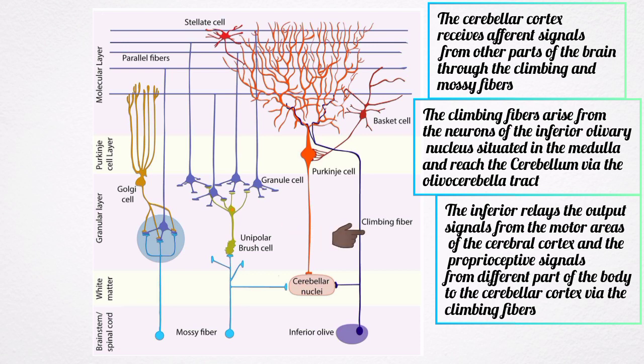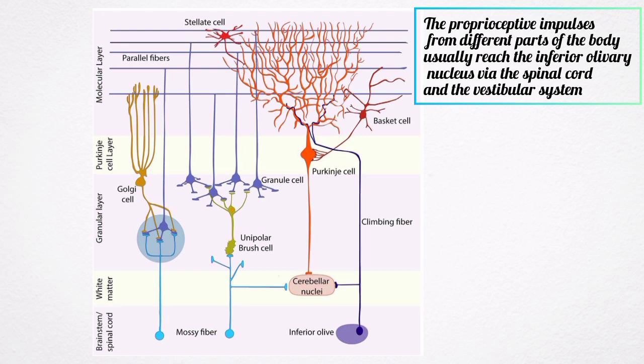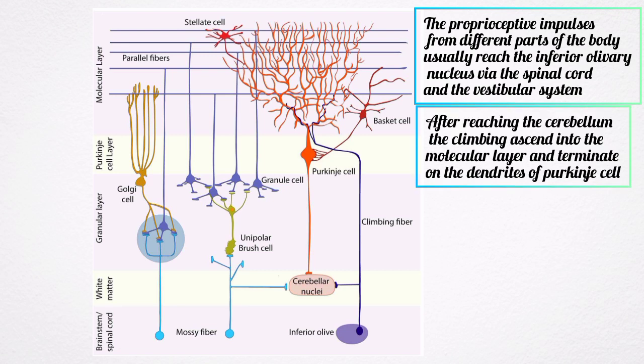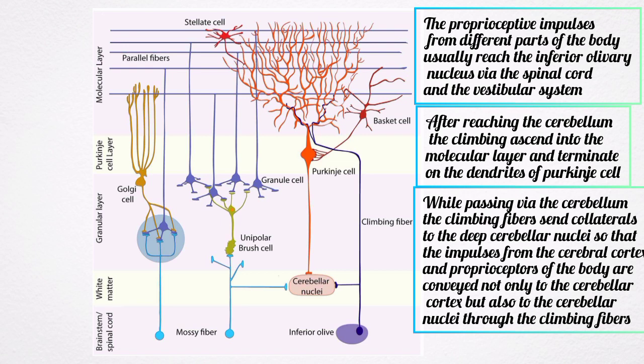The proprioceptive impulses from different parts of the body usually reach the inferior olivary nucleus through the spinal cord and via the vestibular system. After reaching the cerebellum, the climbing fibers are sent into the molecular layer and terminate on the dendrites of Purkinje cells. While passing through the cerebellum, the climbing fibers send collaterals to the deep cerebellar nuclei so that the impulses from the cerebral cortex and proprioceptors of the body are conveyed not only to the cerebellar cortex but also to the cerebellar nuclei through the climbing fibers.